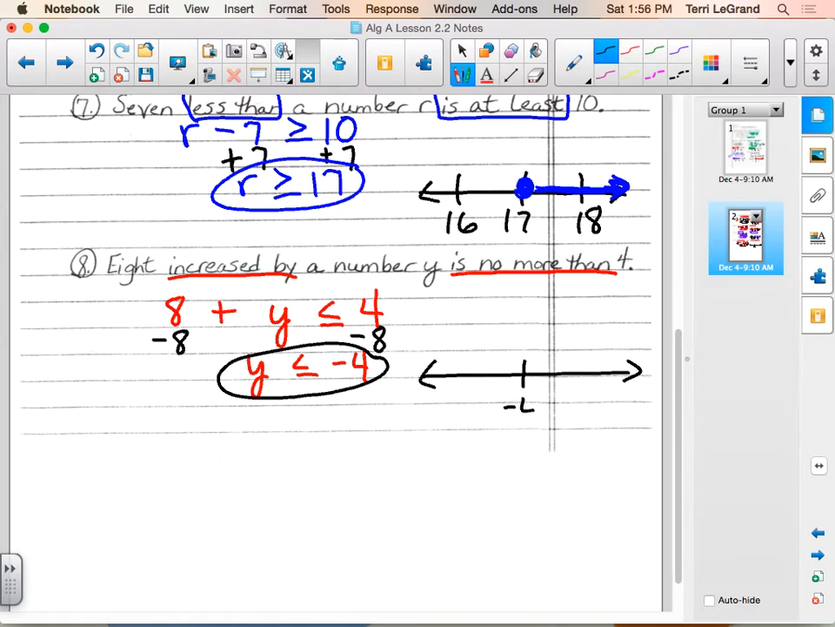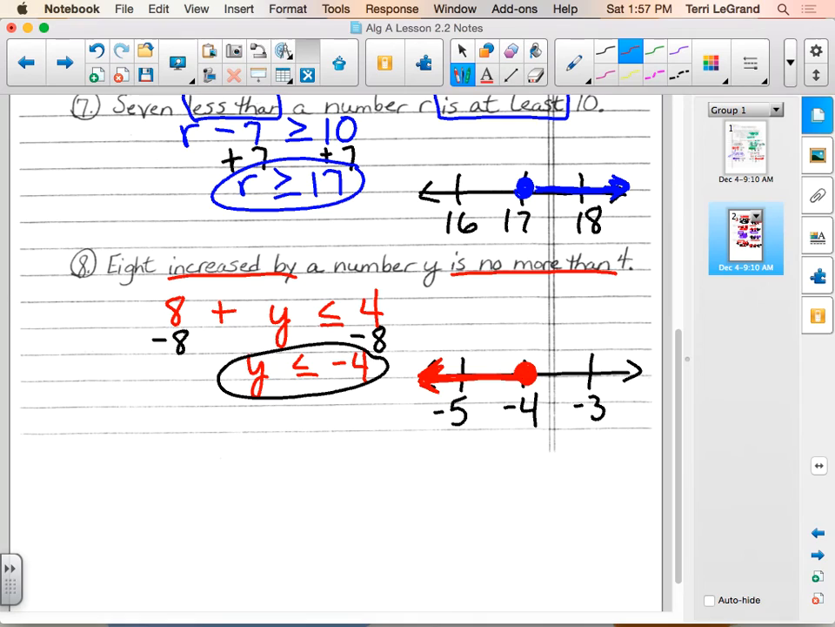Now let's have our graph. So which integer neighbors? Integer neighbor to the left, negative 5. Integer neighbor to the right, negative 3. Circle at negative 4, decide if it should be included. Y can be negative 4, or it has to be less than, any number less than negative 4.